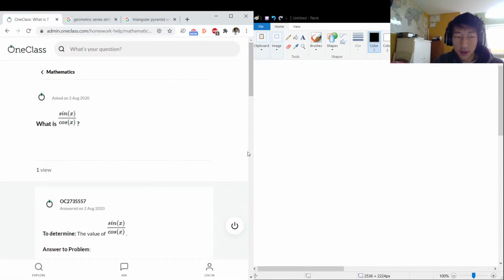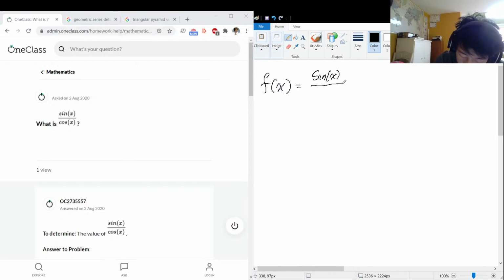Cool. So let's move on to our next question on the menu. What is sine x divided by cos x? Let's say that's just our function here. Let's call it f. F for function is sine of x over cos of x. Now, the question is pretty open-ended. What is this? Well, it is just a function.